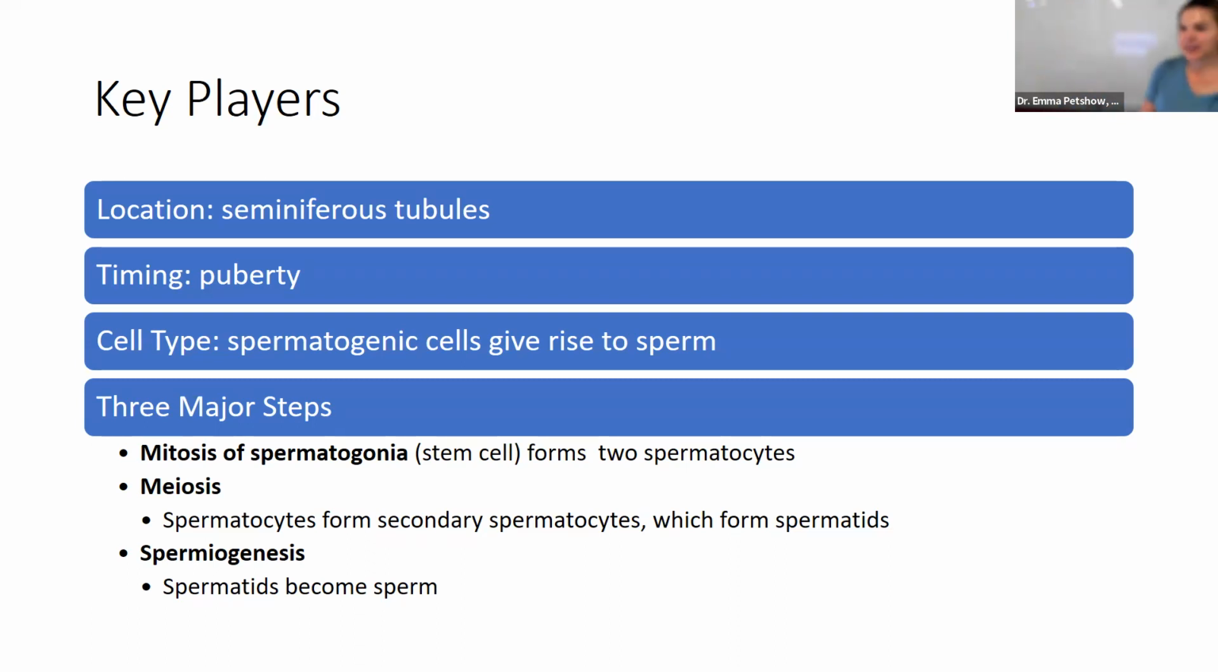And there's three major steps. This is when we get into the mitosis conversation that you were asking about. So mitosis of spermatogonia occurs first. This is your stem cell. It forms two spermatocytes. Then you undergo your meiosis 1 and 2. Your primary spermatocytes form secondary spermatocytes, which form spermatids. And then in spermiogenesis, spermatids become sperm.